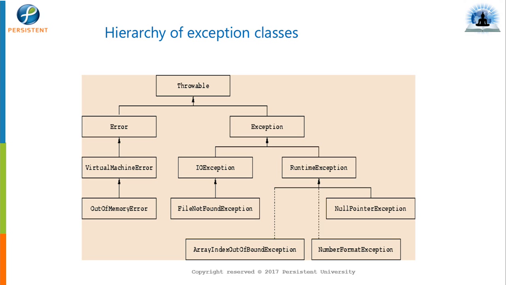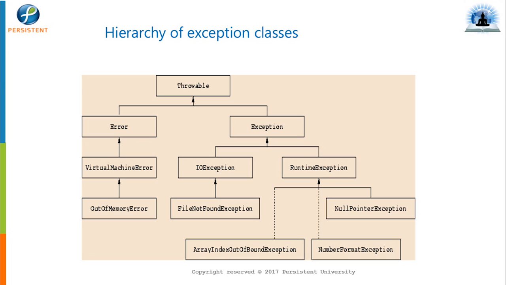On the right hand side, if you see, exception is again divided into two parts: IO exception and runtime exception. We also call them checked exception and unchecked exception. So IO exception is also called a checked exception. Runtime exceptions are also called unchecked exceptions.